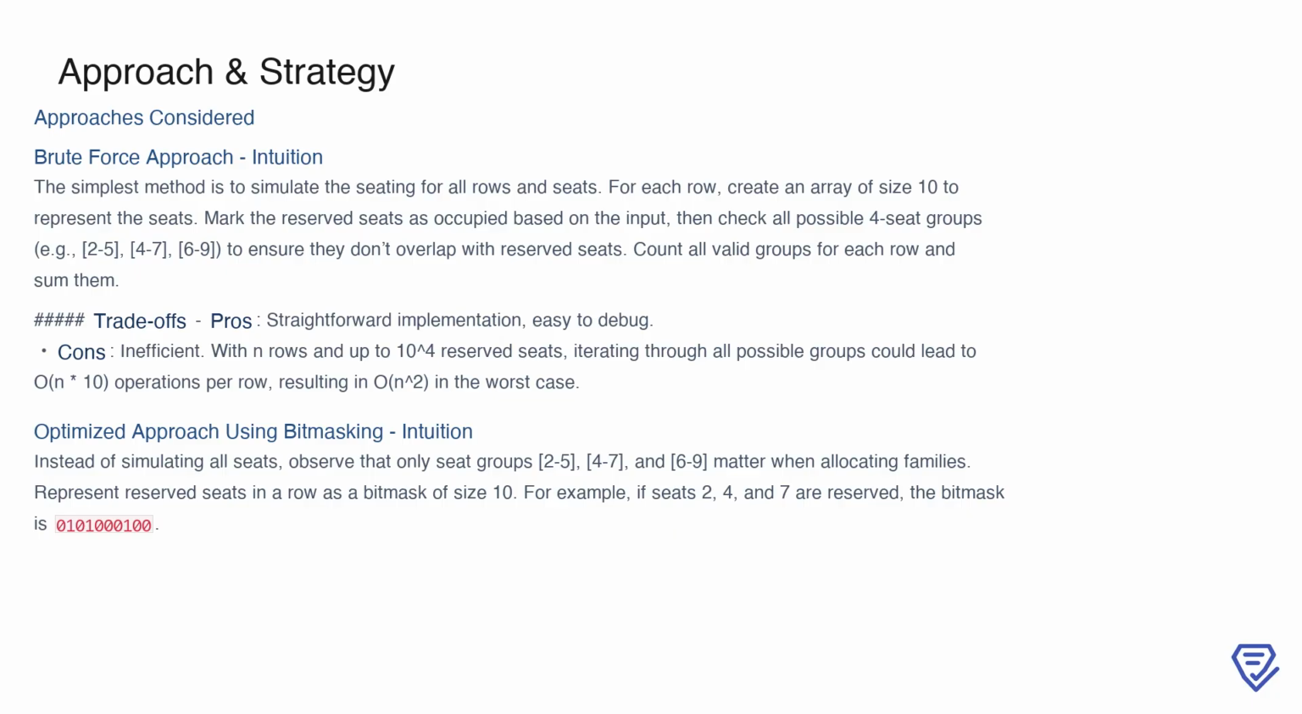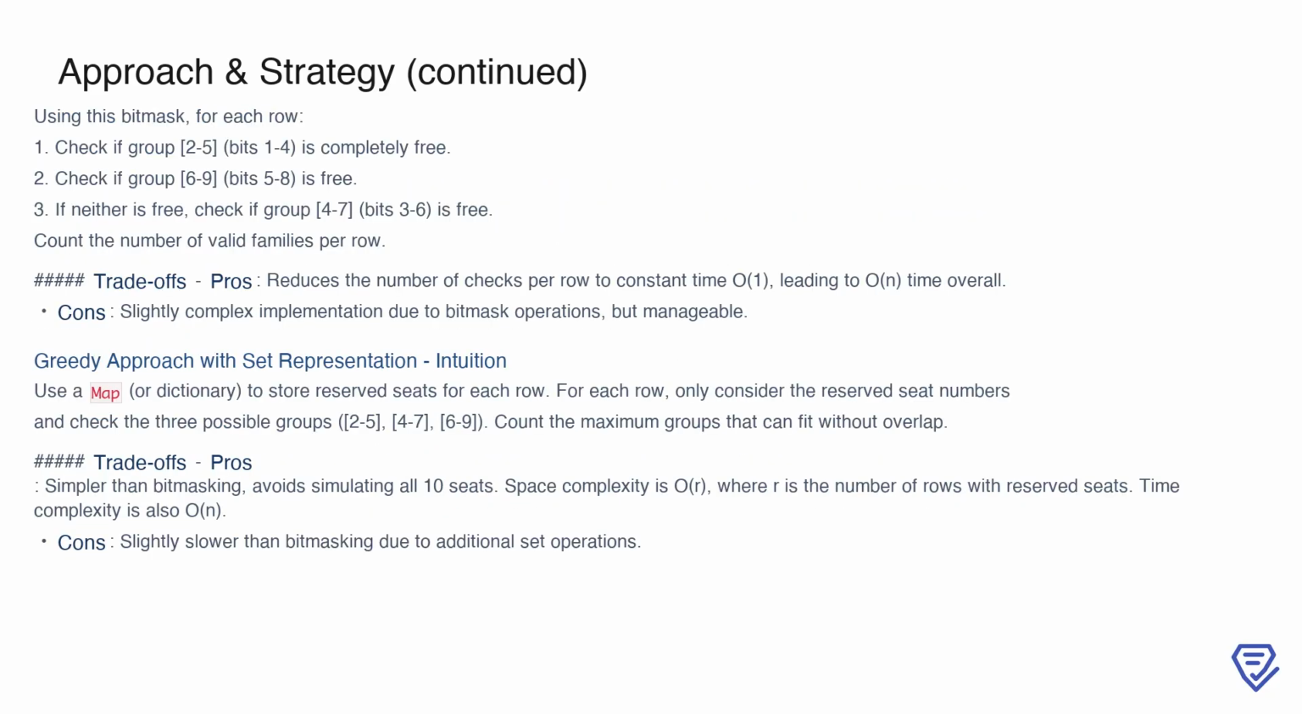To address this, we explored more efficient solutions, like bit masking and greedy strategies. The optimized approach using bit masking streamlines the process by focusing only on the critical seat groups, 2 to 5, 4 to 7, and 6 to 9. Instead of simulating all seats, we use a 10-bit binary representation for each row, where a 1 indicates a reserved seat and a 0 means it's free.